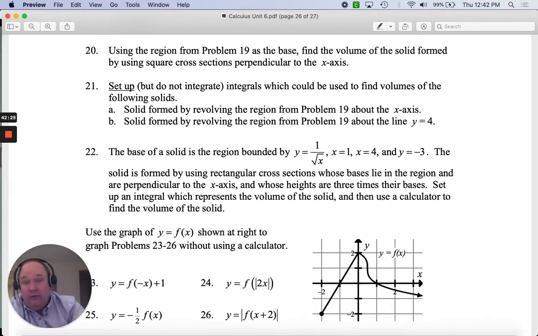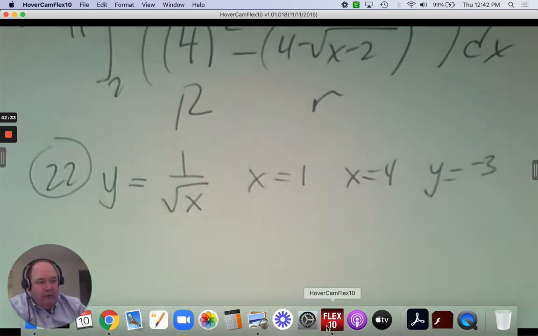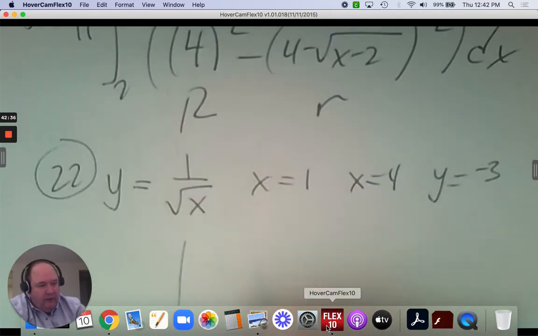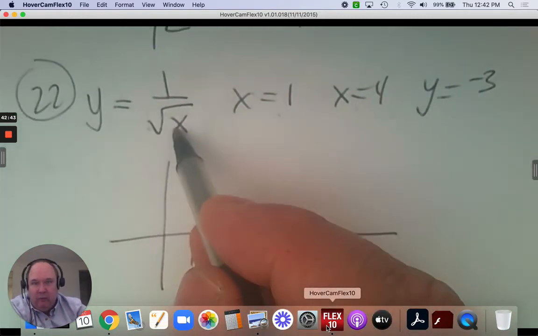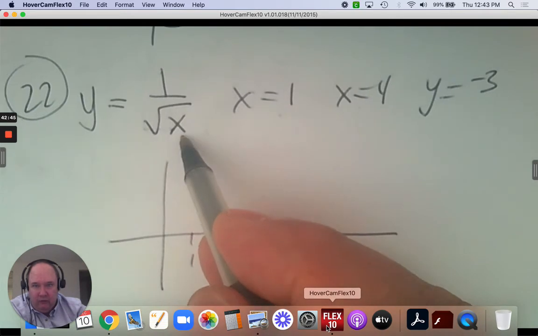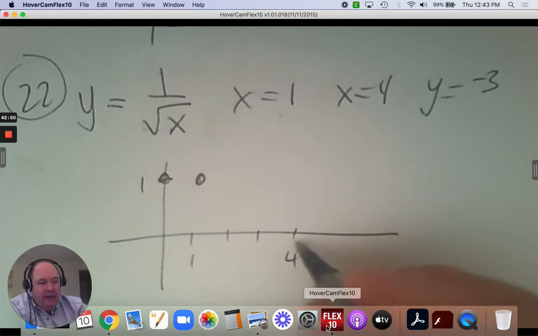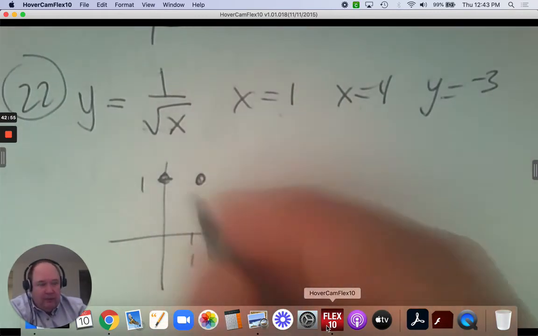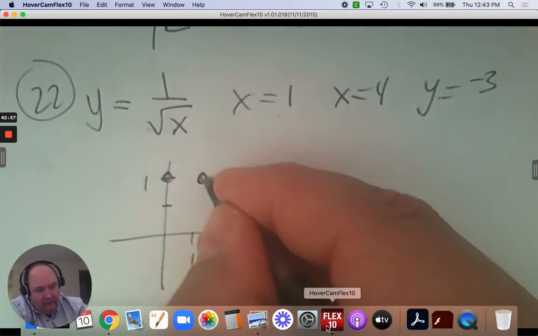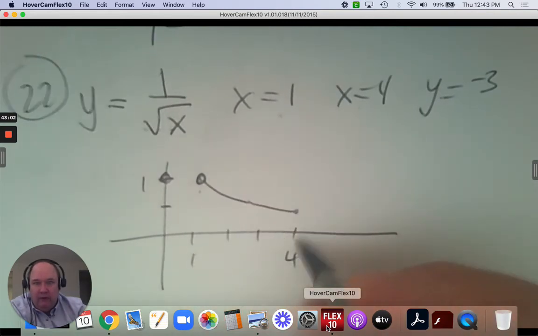So let me guide you through the sketch because you need to see the graph of this. So we have 1 and 4. I'm going to focus on 1 and 4 because those are my bounds. So if I plug 1 in, 1 divided by the square root of 1, the answer is 1. And if I plug in 4, the square root of 4 is 2. So it ends up being 1/2 here. So it's decreasing here. 1 gives you the answer 1, 4 gives you the answer 1/2.